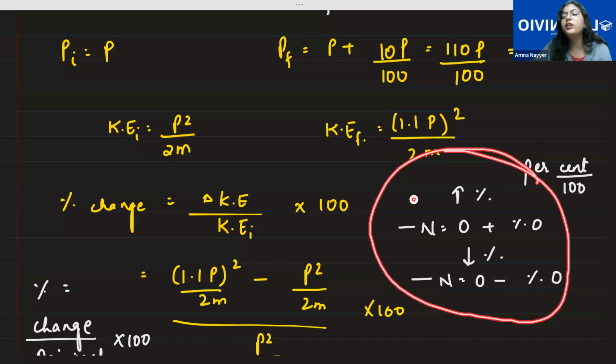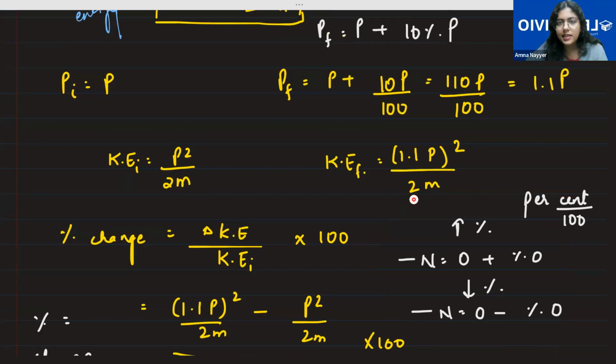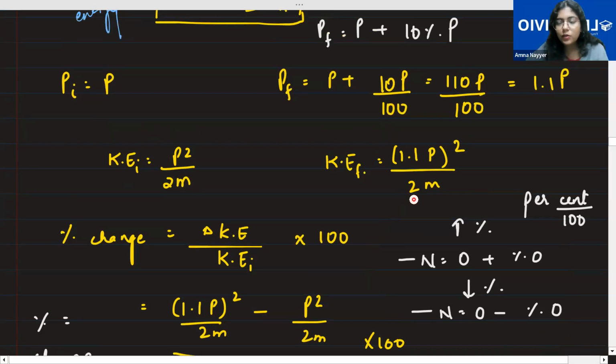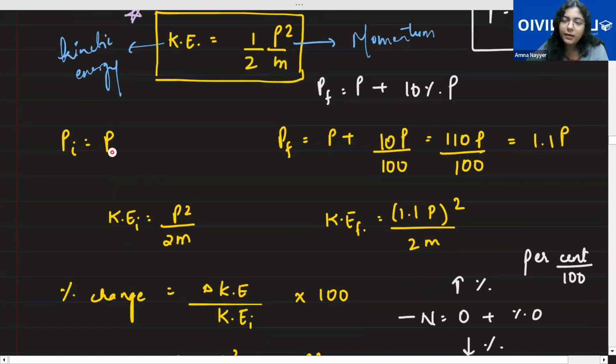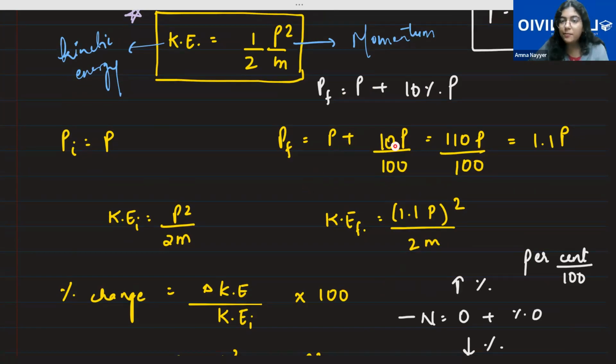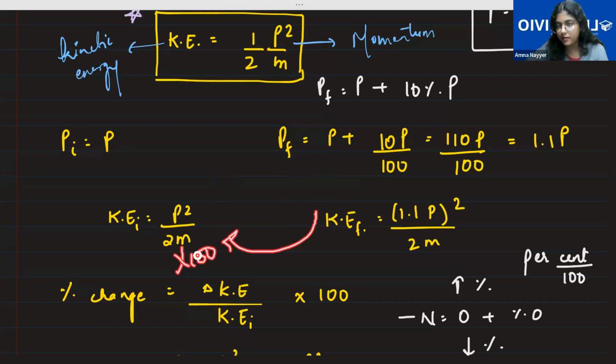It's just that this is not in very much use to us, so we forget it. So this is there from your lower classes itself in your maths, but it will be used, and most of the questions come from percentages also. So initial momentum, let's say, is P. Now final momentum, the new momentum will be P plus 10% of P. Original plus 10% of P. So P plus 10 by 100 into P, because with percentages, when you have to convert it into a fraction, you divide by 100, and when you have to convert a fraction into percentage, you multiply by 100.